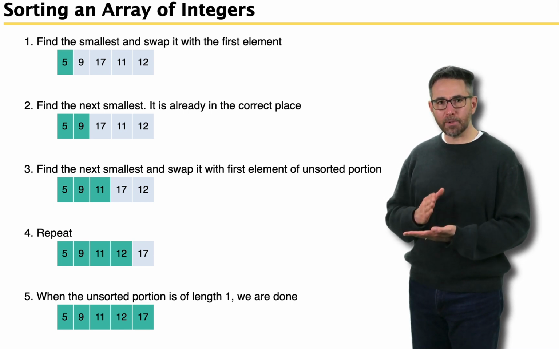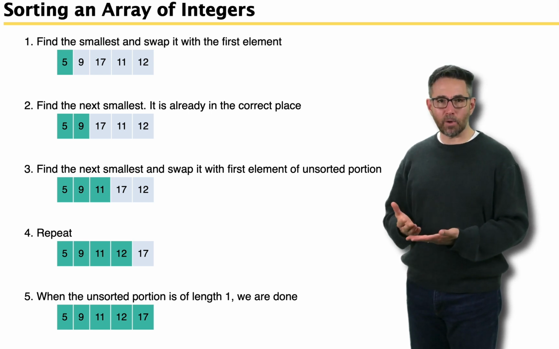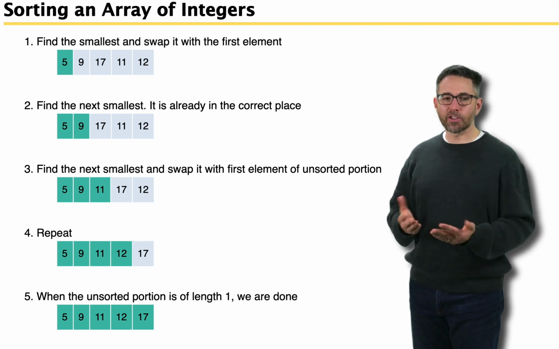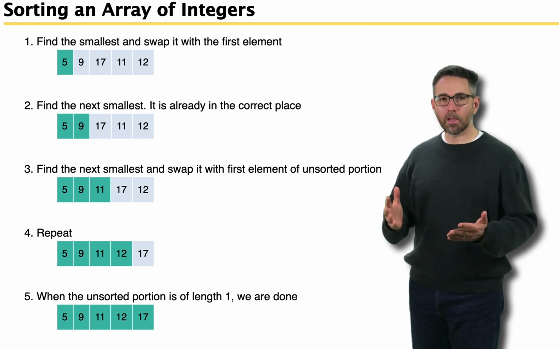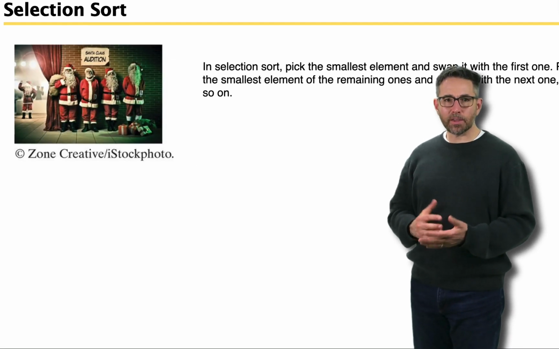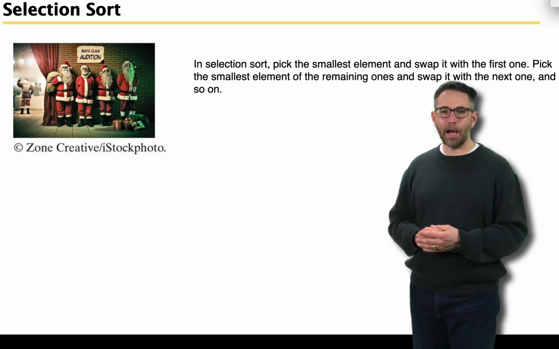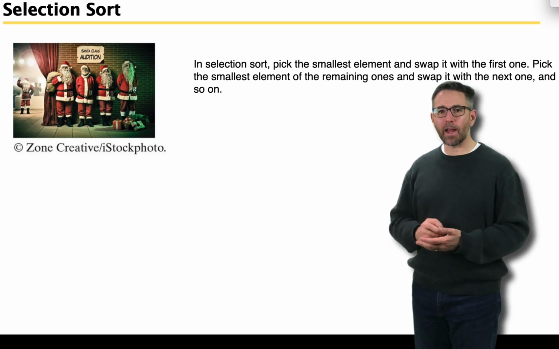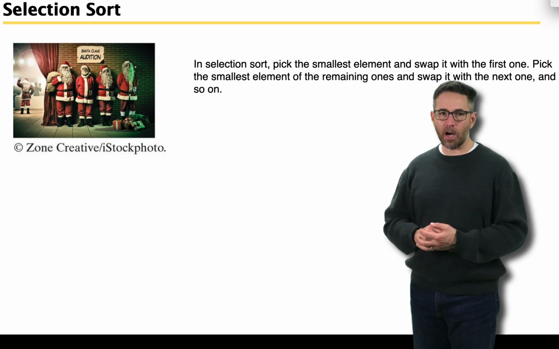We anchor position 12 as being sorted, leaving us only with a tail of one element. With a tail of one element, there's only one element, so it's got to be the smallest. And so we know that we're done. Our sorted array now contains the elements 5, 9, 11, 12, and 17. Good. Pretty straightforward. Selection sort, the basic idea is to pick the smallest element, like maybe the shortest Santa out of a lineup, and swap it with the first one. We're going to pick the smallest element of the remaining elements and swap that with the second one. And then we just continue that going on and on.